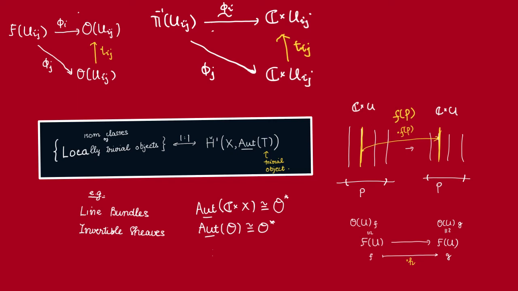Similarly, let's look at the automorphism of the trivial invertible sheaf. Its section on any U should be an automorphism of O_U as an O_U-module, so that would correspond to multiplication by some non-zero element. That's why the sections would be sections of O star.